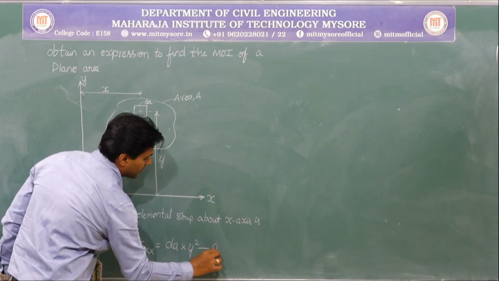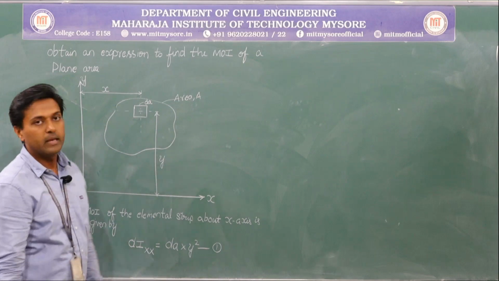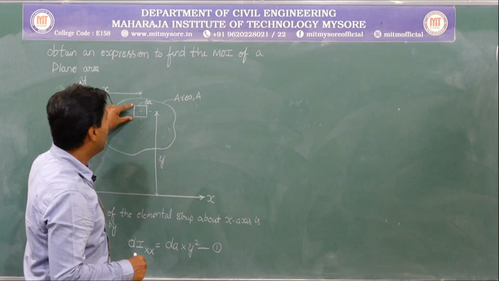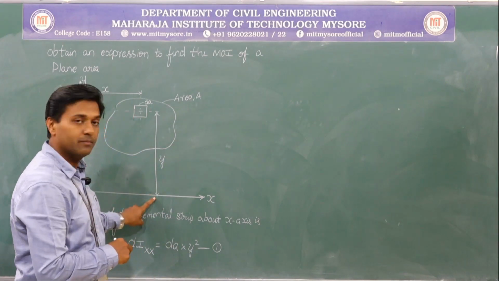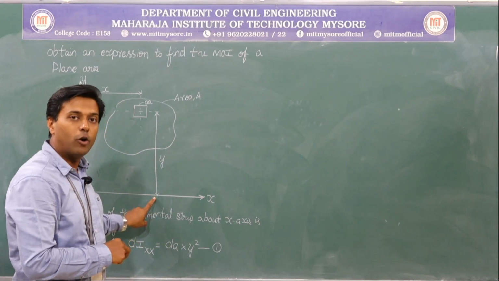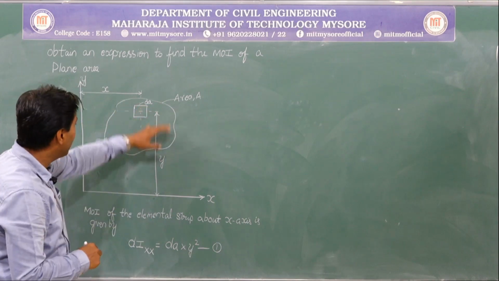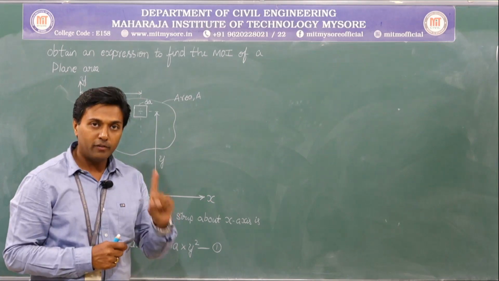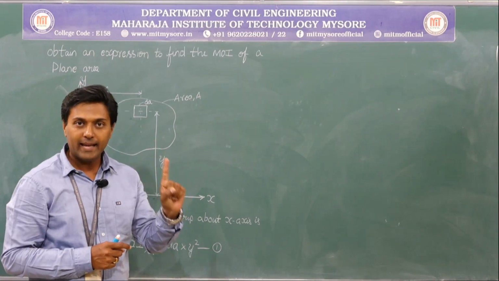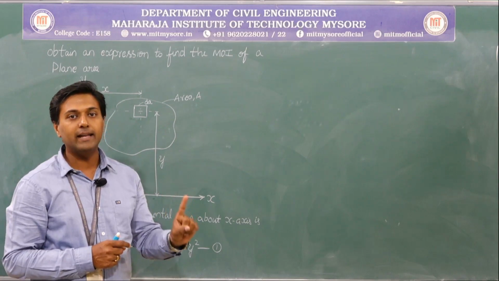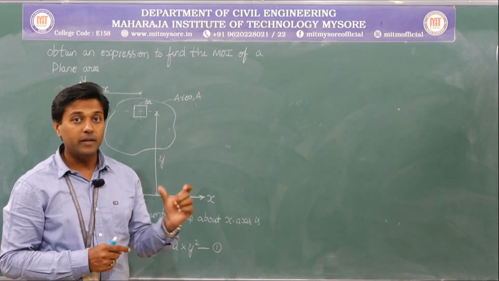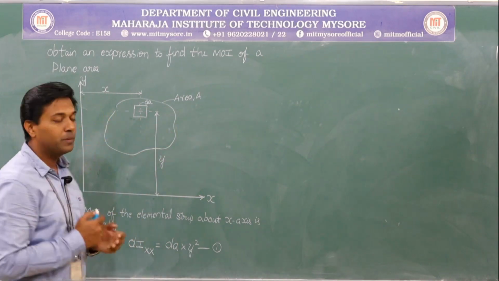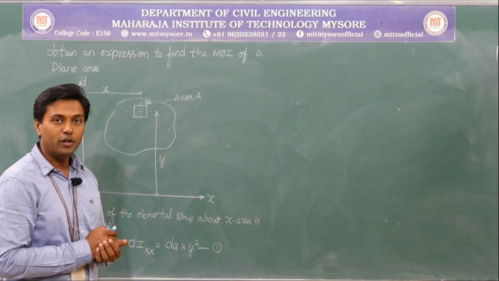Let me call this equation 1 for the time being. So now I have calculated the moment of inertia of this elemental area about the x-axis. But now I want the moment of inertia for the entire area. So what we will be doing here is, the moment of inertia of the entire area is obtained by integrating equation 1. Please note it down.